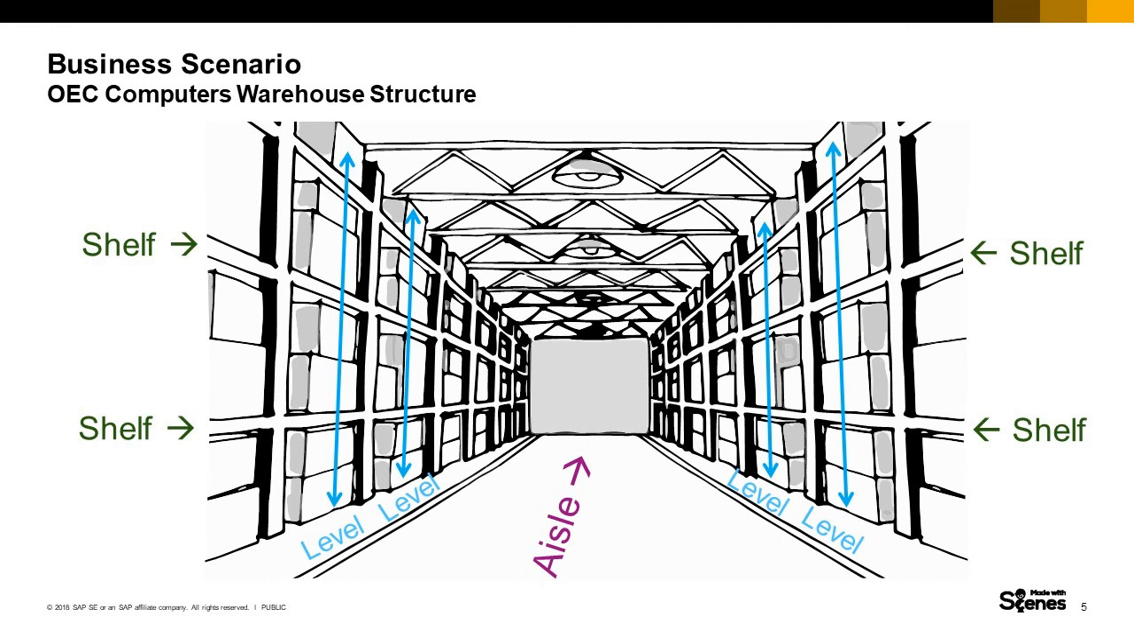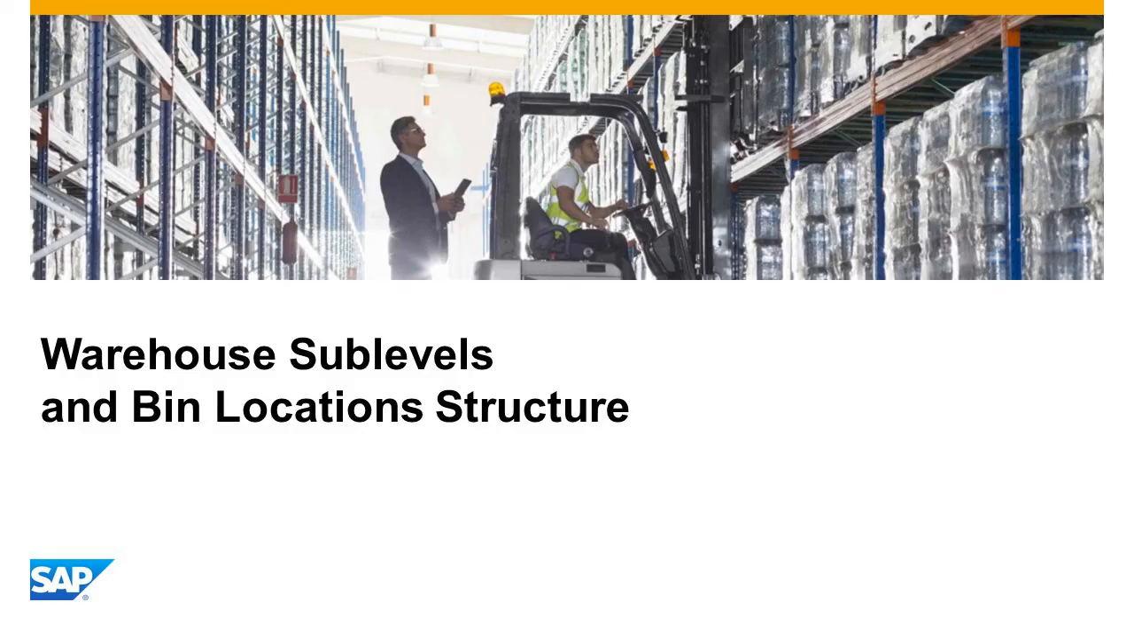To set up bin locations at OEC Computers, we first need to examine the structure of the warehouse. In the image, we can see the main warehouse of OEC Computers. The warehouse is a big hangar divided into aisles. Each aisle has shelves stretching along the sides and each shelf is divided into levels, as shown in the image. We will now discuss the structure of a bin location managed warehouse. We will view the bin location code formed according to this structure. Lastly, we will see the bin location setup process.